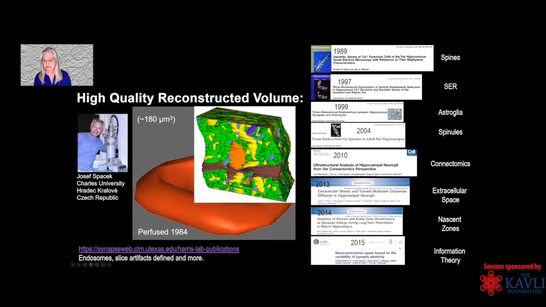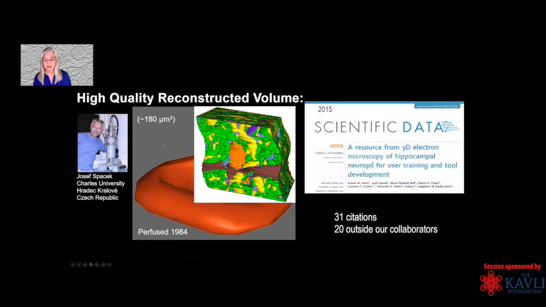And most recently, a very famous paper now, this data was used with information theory to determine how many bits of information synapses can store. And it's a lot more than one. They're not just on-off. It's more like 5 in CA1. You can look at our website to find other papers on endosomes, slice artifacts, using this tissue volume from this animal that was perfused in 1984. And by 2015, the field had advanced enough for us to be able to share this in an open environment readily. And this work has now resulted in more than 20 papers from outside our own individual collaborations.